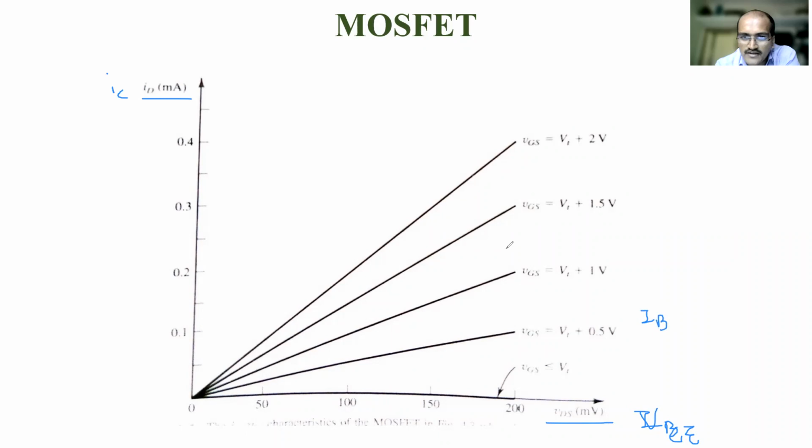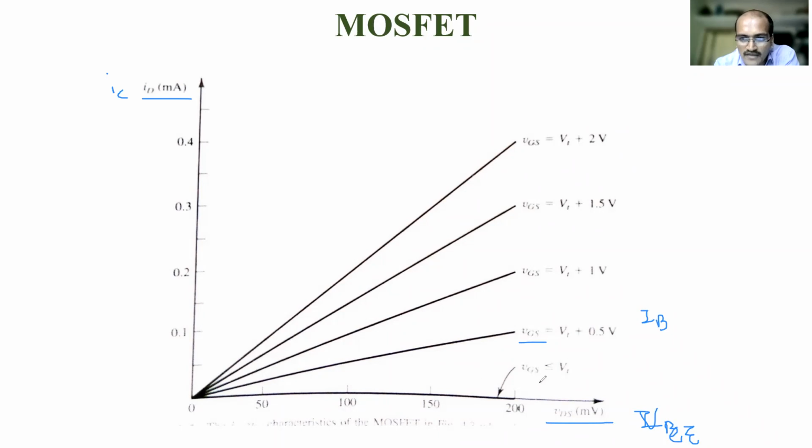That's why BJT is called a current controlled device, because IC depends on beta times IB. But in MOSFET, the output current ID depends on the input voltage VGS. That's why it is called a voltage controlled device. Very first I told you what the difference is. That is because of these characteristics.